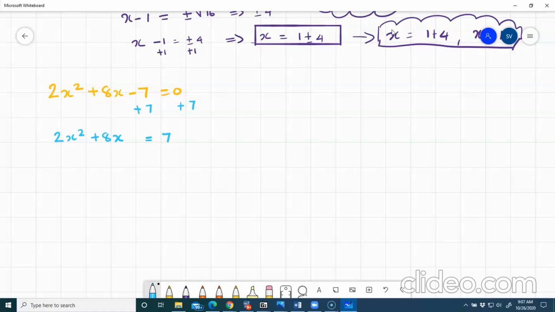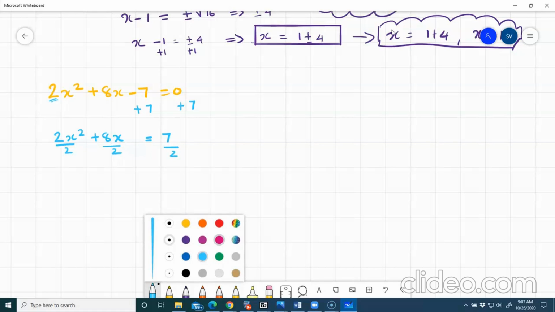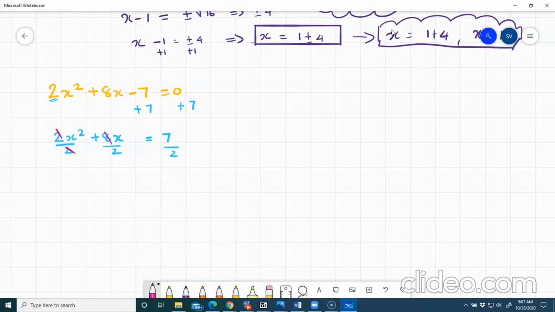Now in the next step, you have to check for this kind of problem. See here, the leading coefficient is not 1, this is 2 or any number. You don't want to worry about that. What you need to do is divide throughout the terms, throughout the equation, by the coefficient. So we have to make that coefficient 1. So divide by 2, 2, 2, done. So cancelled out. Okay, what happened? 4 divided by 2. So this is x squared plus 4x is equal to 7 by 2.